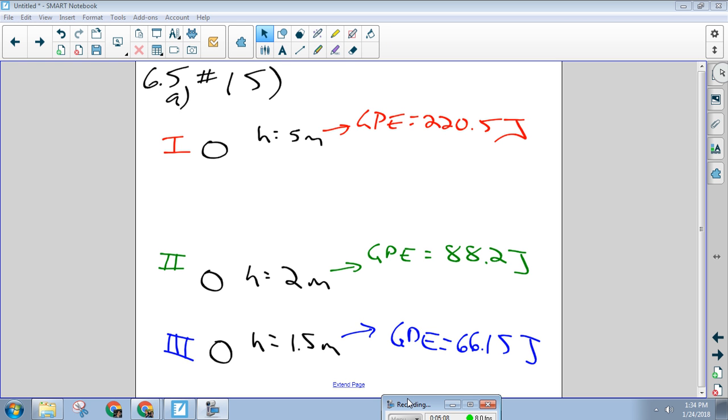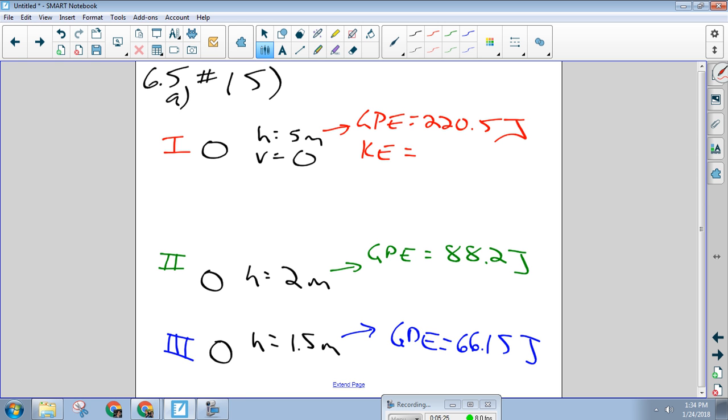What do you guys think about kinetic energy? To think about the kinetic energy, we need to think about velocity. What's the velocity up here at point 1? 0. It's being dropped from rest. That means that the kinetic energy up there is also going to be 0. That means I can find the total energy up here. It's just going to be 220.5 joules. Any problems up to there?